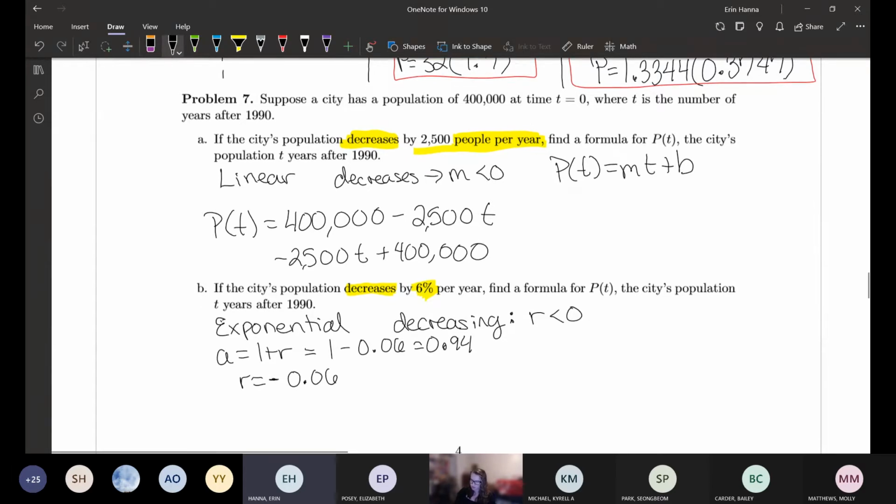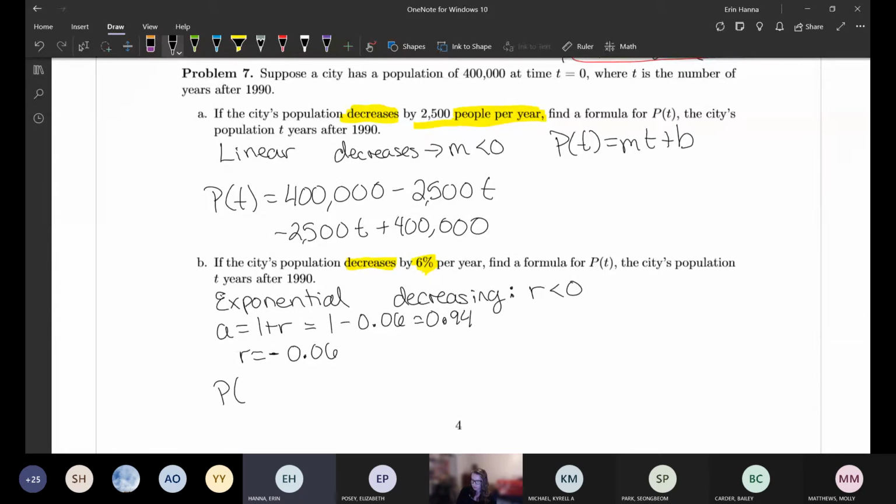So our equation is still P naught a to the t, so our P naught is still that 400,000. Our A value is 0.94, and it's to the t. Remember, with exponential decay, it means that the R value is negative. Since this was decreasing, it's decay, so R is negative. But the A value just ends up being less than 1. Remember, we never have a negative A value in this class.